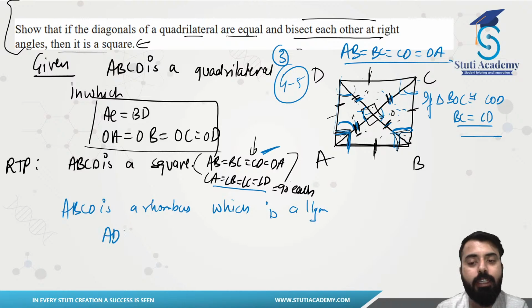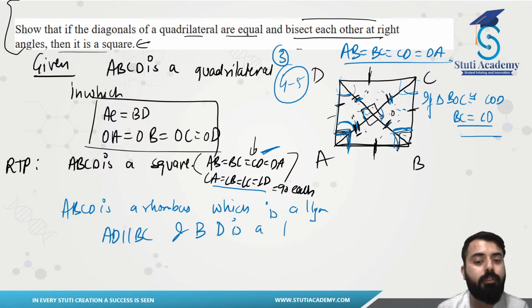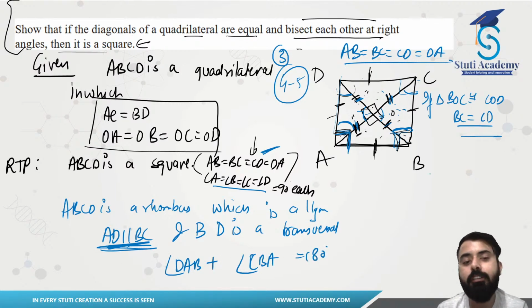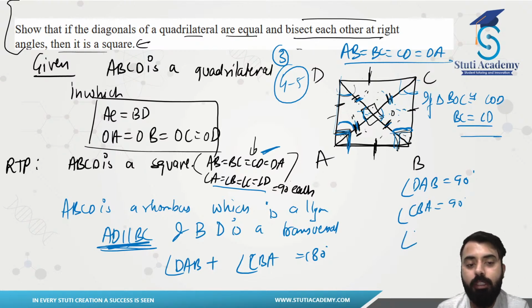I can say AD is parallel to BC, and BD is a transversal, right? If AD is parallel to BC, you can simply say angle DAB plus angle CBA has to be 180, the sum of co-interior angles. Then you can say angle DAB will be 90, angle CBA will be 90, and similarly you can prove everything else. So angle CDA will be 90 as well, and angle DCB will be 90 as well.